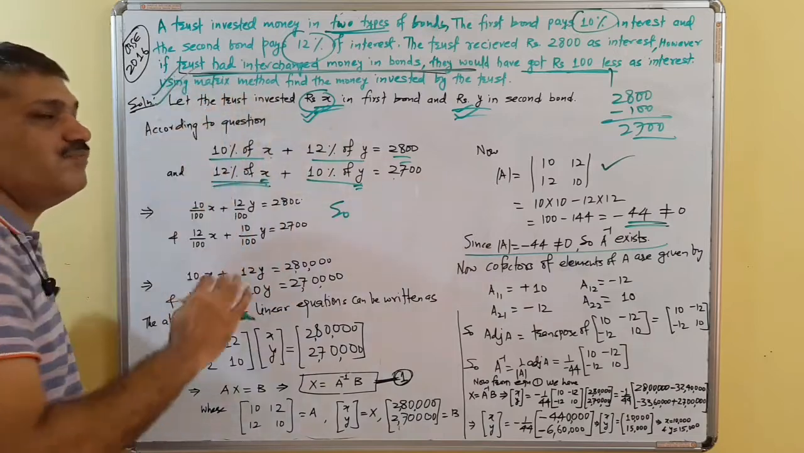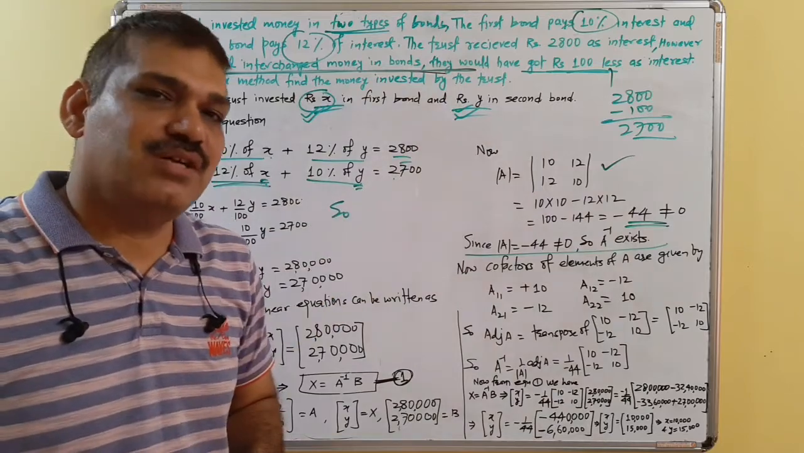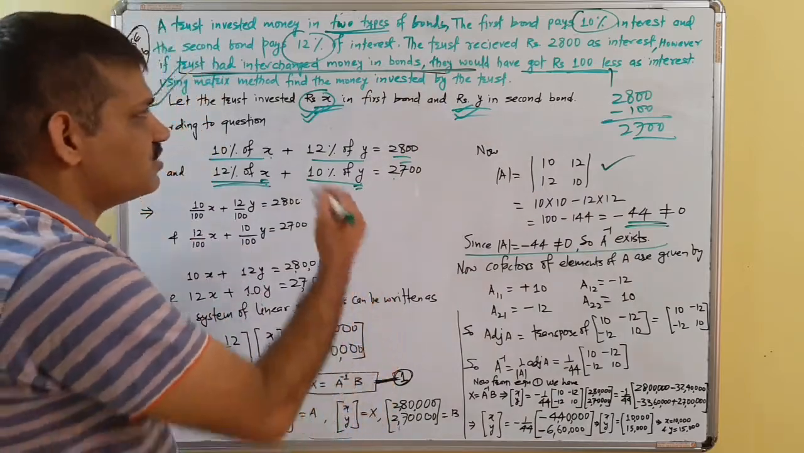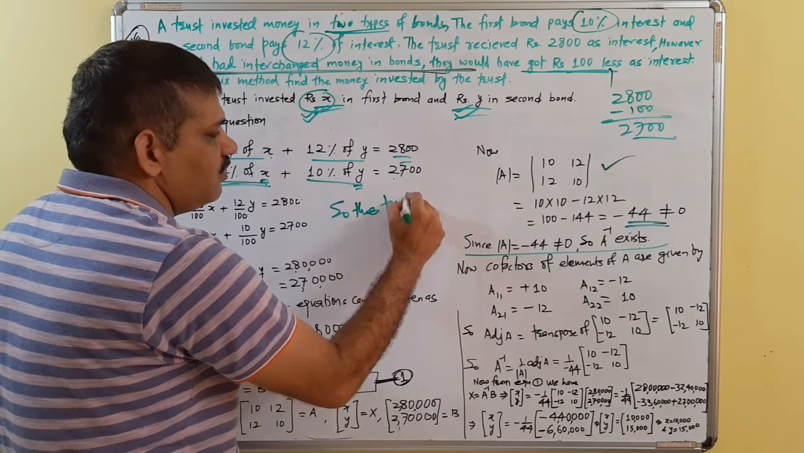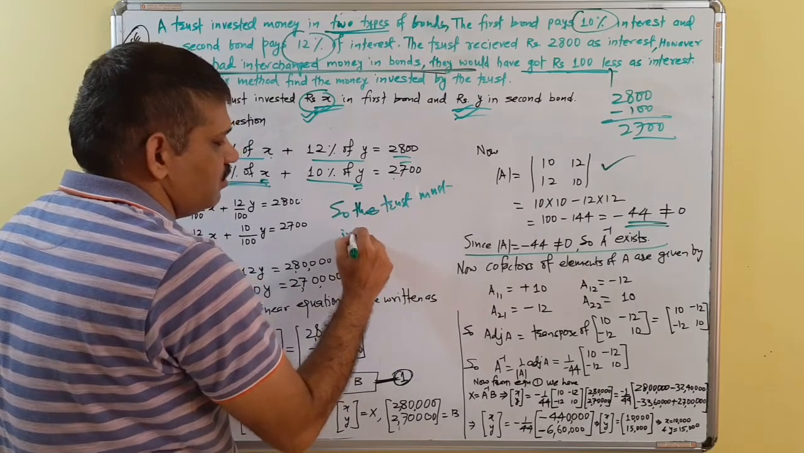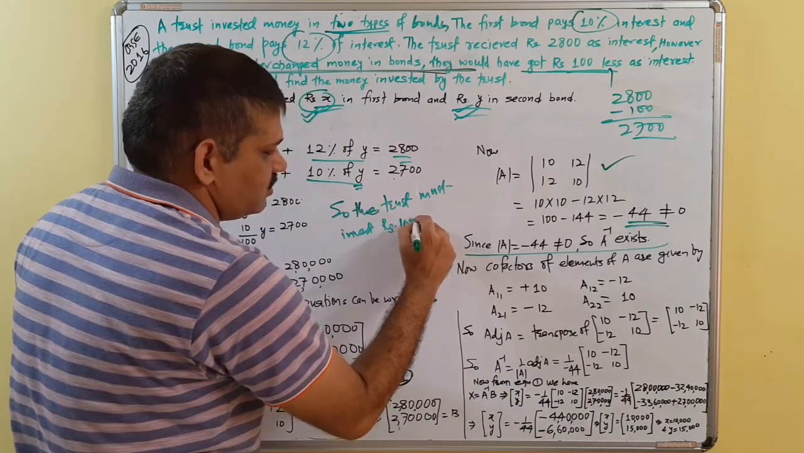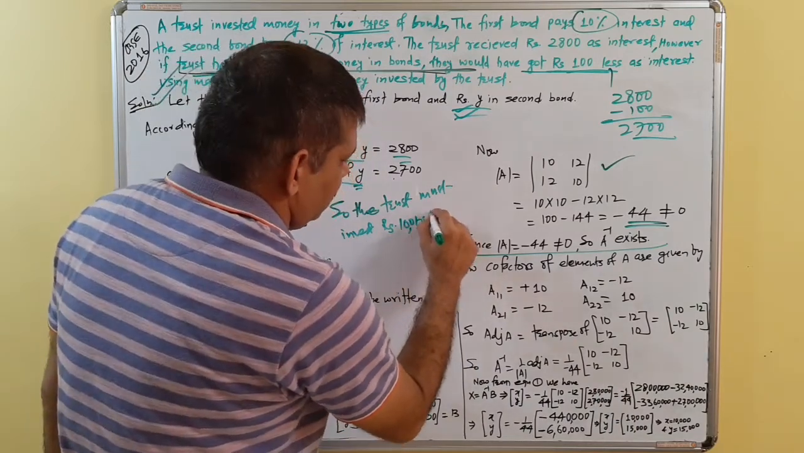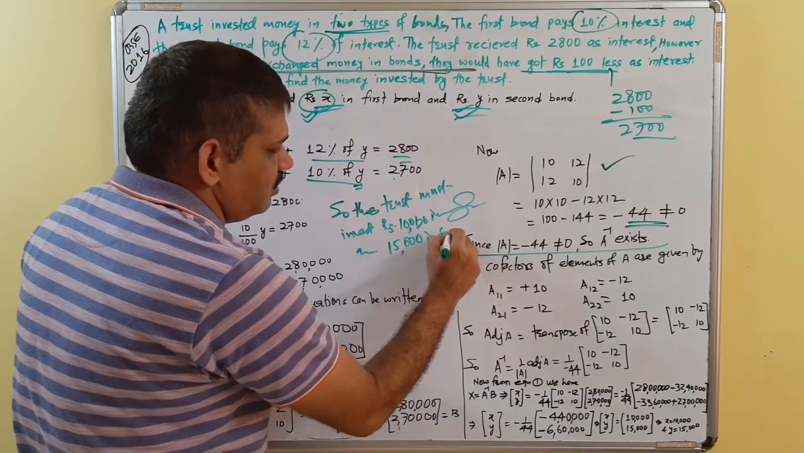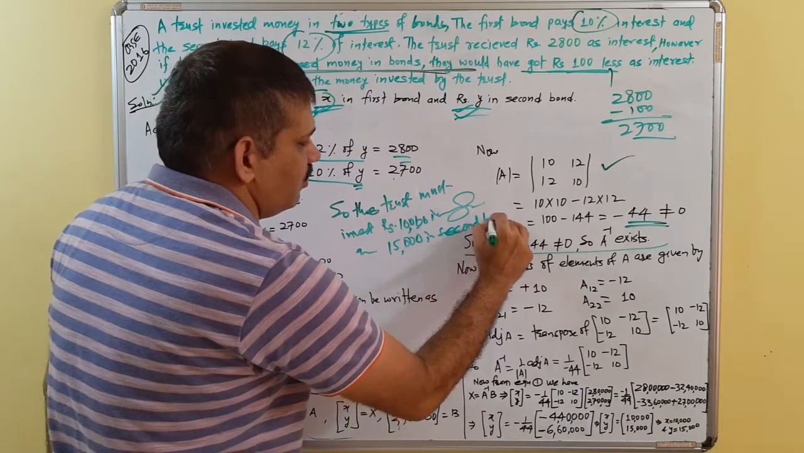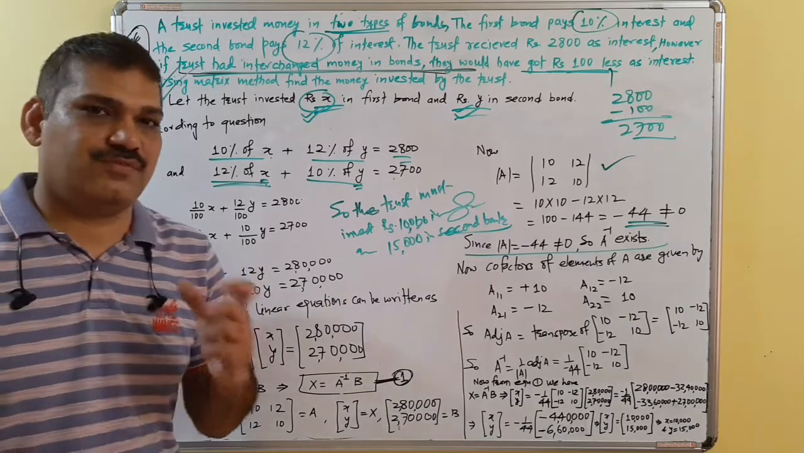Since it is a word problem, we have introduced the variables x and y, so we must answer in words. So the trust must invest rupees 10,000 in the first bond and 50,000 in the second bond. This is how we do the question. Now let's take one more problem.